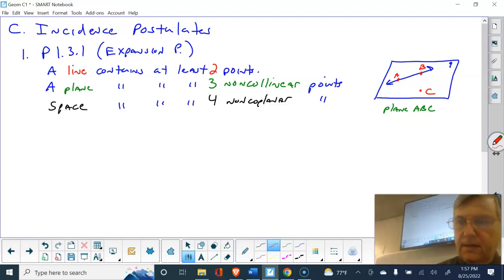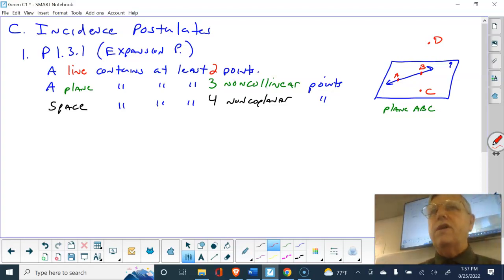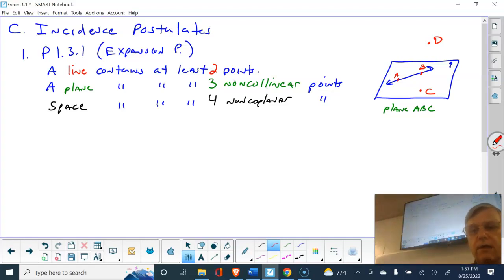And then if we take a last point, D, and stick it up here, you see now how we have space? Because D's not in the same plane. And that's how you get non-coplanar. 3 in the plane, 1 outside. Now we know where space is, right? Everything, not only just all the points in the plane, but all the points around the plane as well.